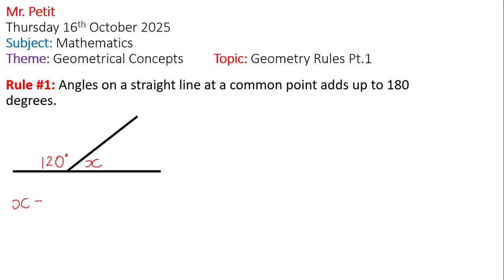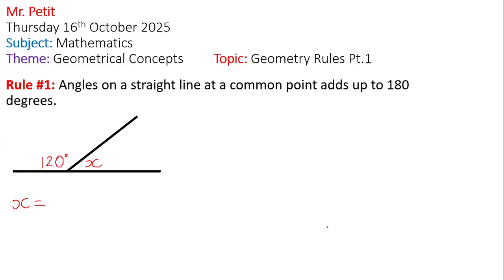60 degrees. How many persons agree with him? He said 60 degrees. Because if it's 180 degrees, then you have to subtract 120 from 180 and you get 60, because 60 plus 120 gives you 180. Very good, Cleveland. Very good.